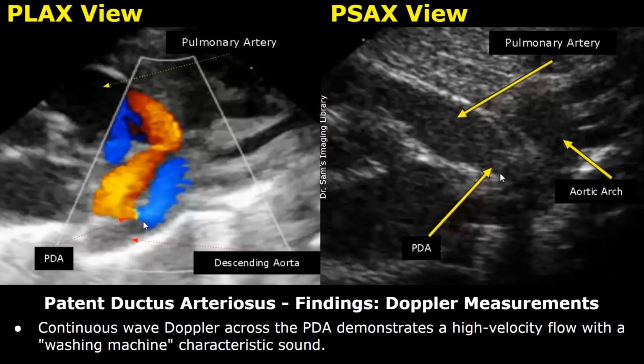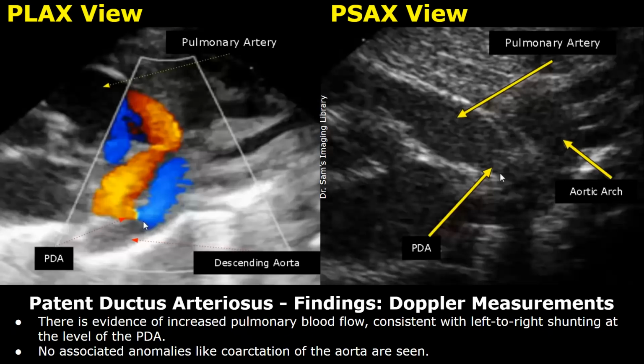These are Doppler measurements. Continuous wave Doppler across the PDA demonstrates a high velocity flow with a washing machine characteristic sound. There is evidence of increased pulmonary blood flow consistent with left to right shunting at the level of the PDA. No associated anomalies like coarctation of the aorta are seen.